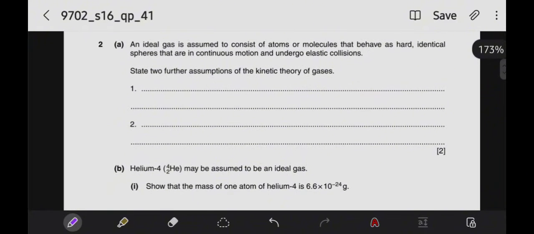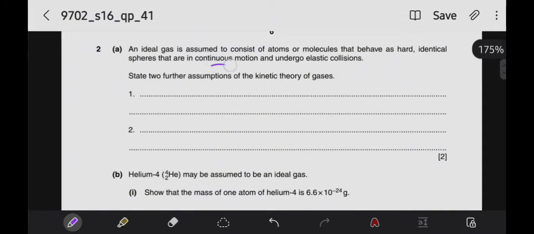Question 2. An ideal gas is assumed to consist of atoms or molecules that behave as hard, identical spheres that are in continuous motion and undergo elastic collisions. State 2 further assumptions of kinetic theory of gases. Remember that 2 has been given to us. You do not need to repeat them or you won't get the mark. There are many assumptions. You can write any 2 of them.